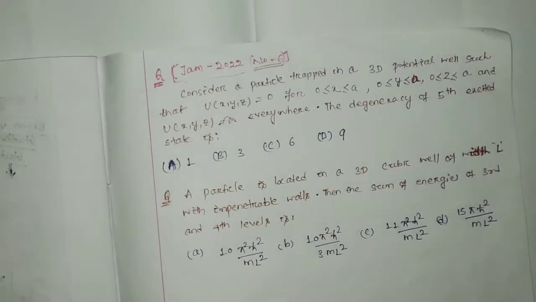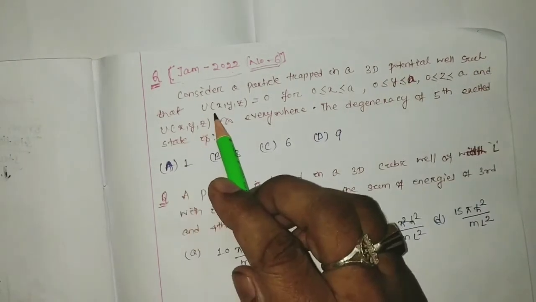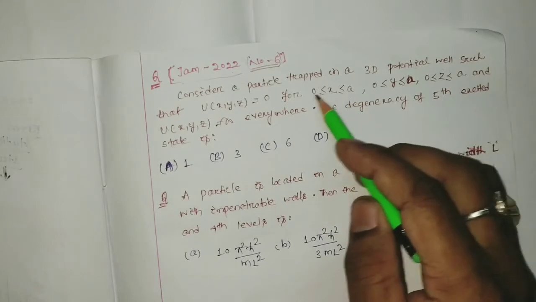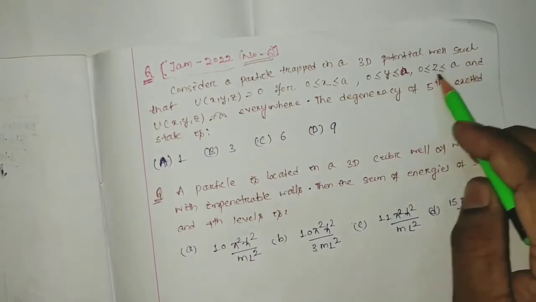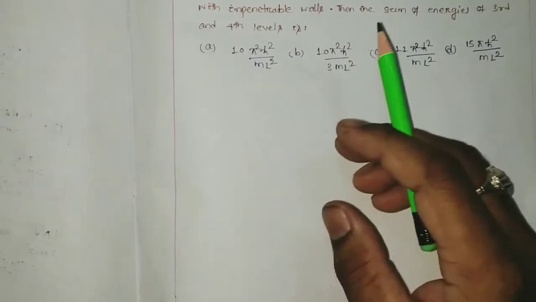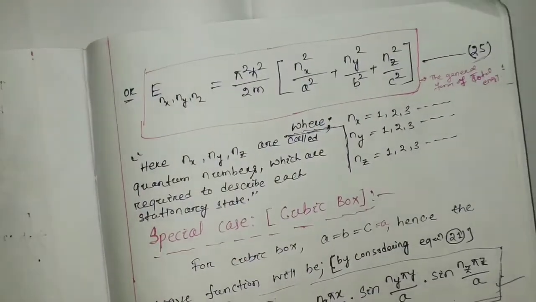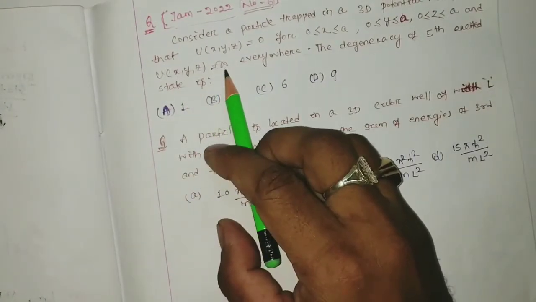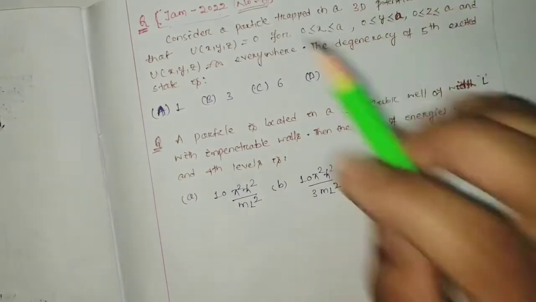Consider a particle trapped in a 3D potential well. A 3D potential well means a 3D box, such that U(x, y, z), that means the potential, is equal to 0 for x from 0 to a, y from 0 to a, and z from 0 to a. That means along the x axis the length is a, along the y axis also a, along the z axis also a. A particle is trapped in a box, confined, not to escape, and the potential will be infinite everywhere except in this range. That means the particle is fully trapped in that potential well.